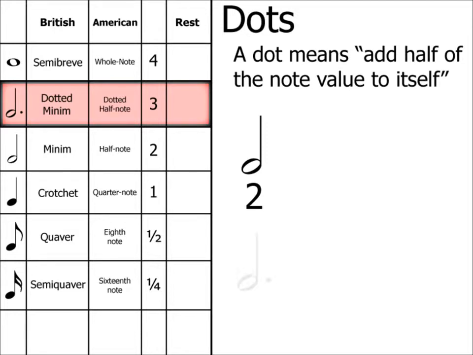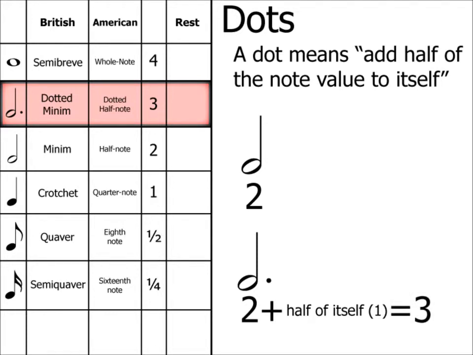If we add a dot, the dot says add another half of the minim to the total value. So half a minim is 1. Therefore, a minim add 1 equals 3. A dotted minim equals 3.